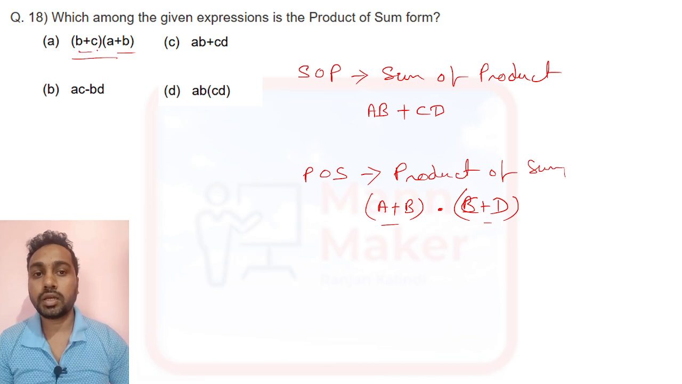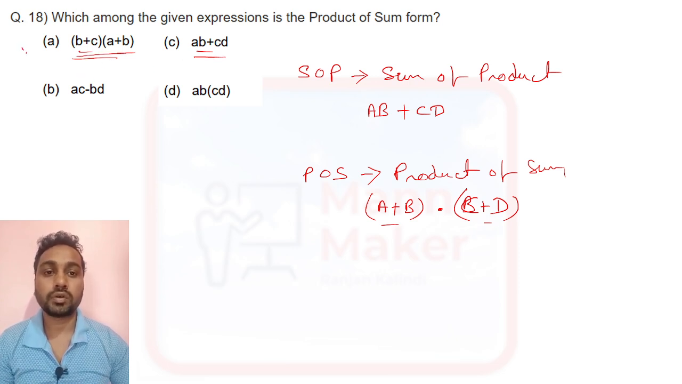There are two sums and their product, and the rest of all are SOP, that is sum of product. This one is the example of SOP, and this is the example of POS. Option A is your right answer.